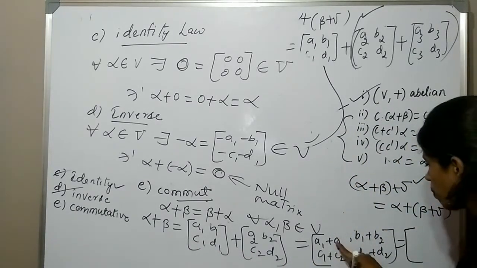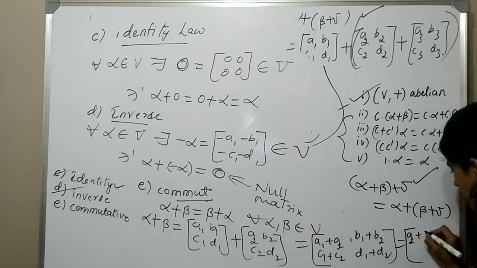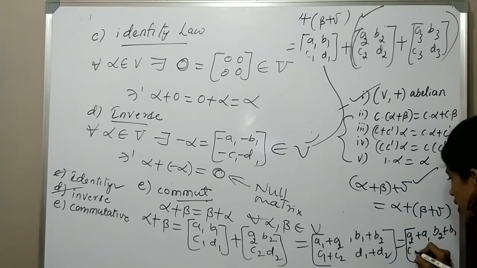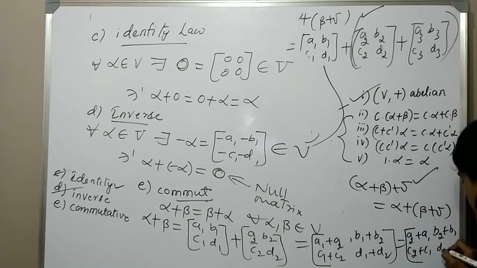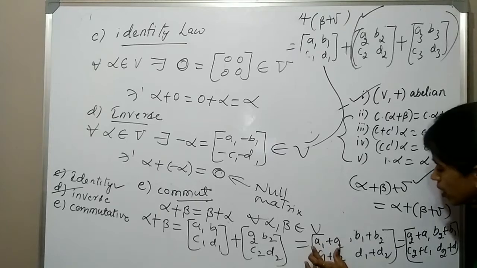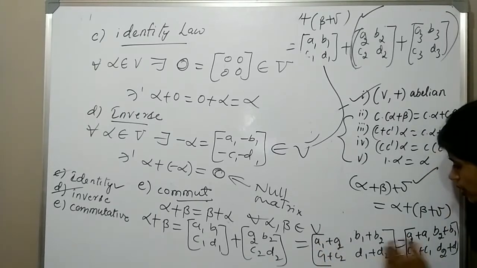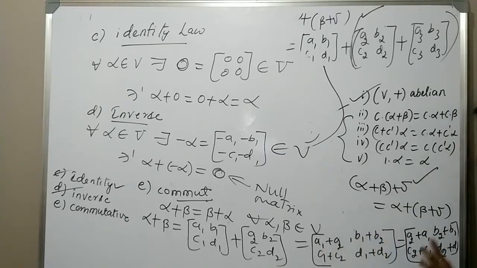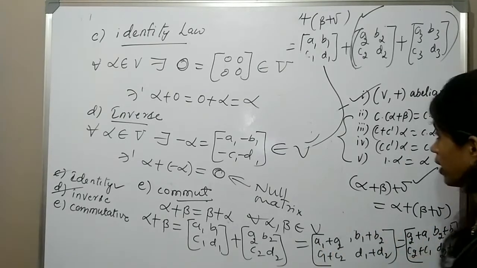So write A2 plus A1 instead of A1 plus A2. Just reverse. And B2 plus B1. Next, C2 plus C1. Next, D2 plus D1. Why am I writing this? A1 plus A2 is the same as A2 plus A1 because A1 and A2 belong to real numbers. Real number is a field, therefore commutative law holds in real numbers. That's why I am writing this.